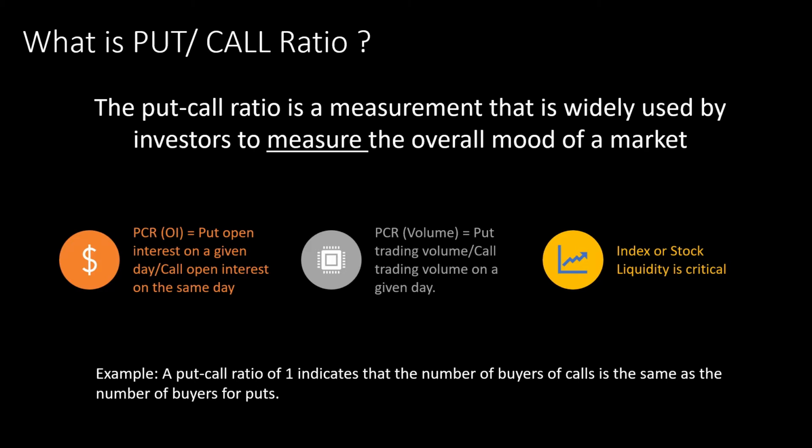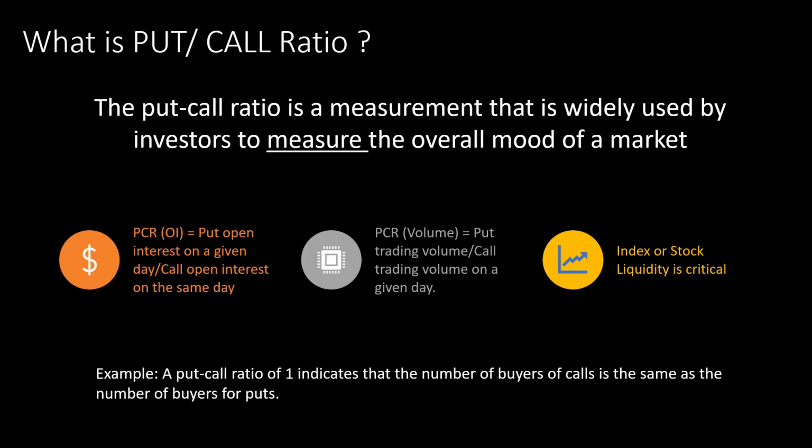There are two types of PCR, PCR OI and PCR volume. PCR OI measures the ratio of put option open interest on a given day to the call option open interest on the same day. PCR can also be represented in terms of the volumes on a day. So PCR volume is the ratio of put trading volume to the call trading volume on any given day.